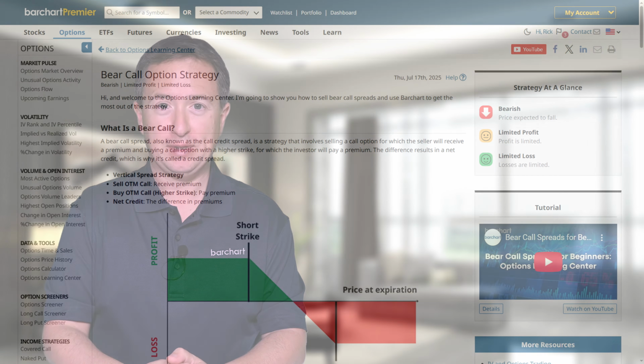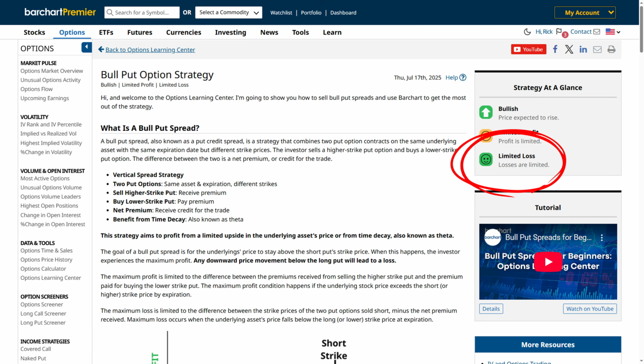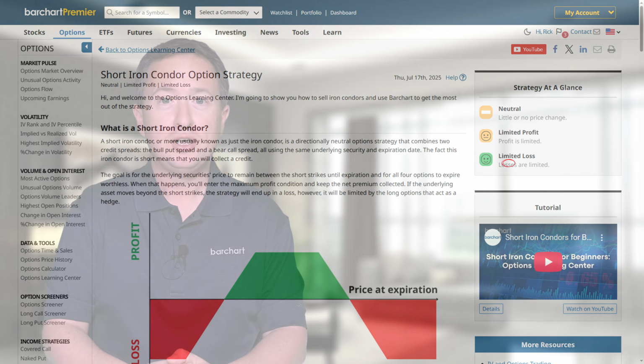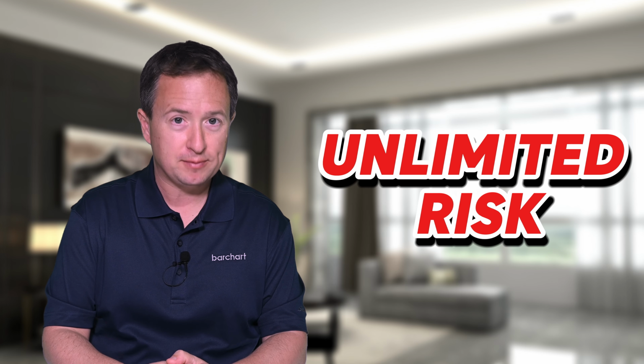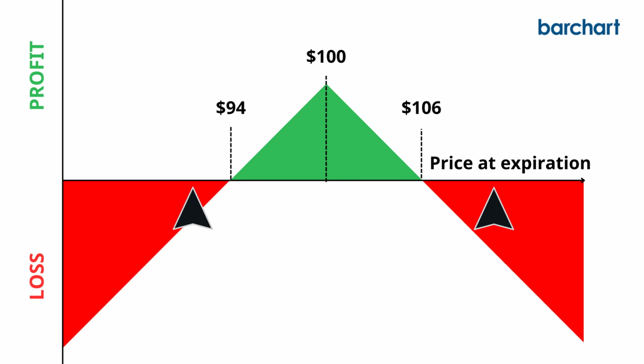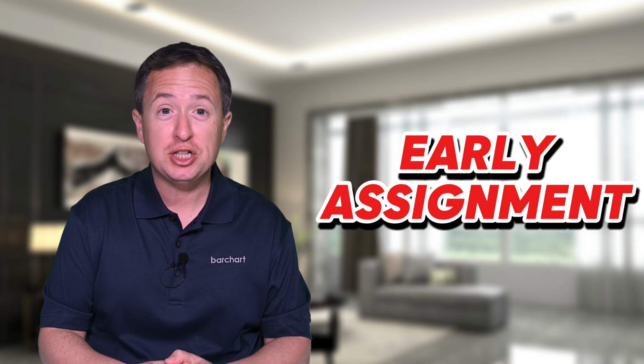Now here's the catch. Unlike most income-generating strategies where your losses are capped, short straddles come with unlimited risk. If XYZ makes a big move in either direction, well above $106 or below $94, your losses can pile up quickly. So you're exposed in both directions. Not only that, but you also face the risk of early assignment, especially if one leg of the trade becomes deep in the money. That's why this strategy is best used when you expect very little movement around the strike price in the underlying stock.